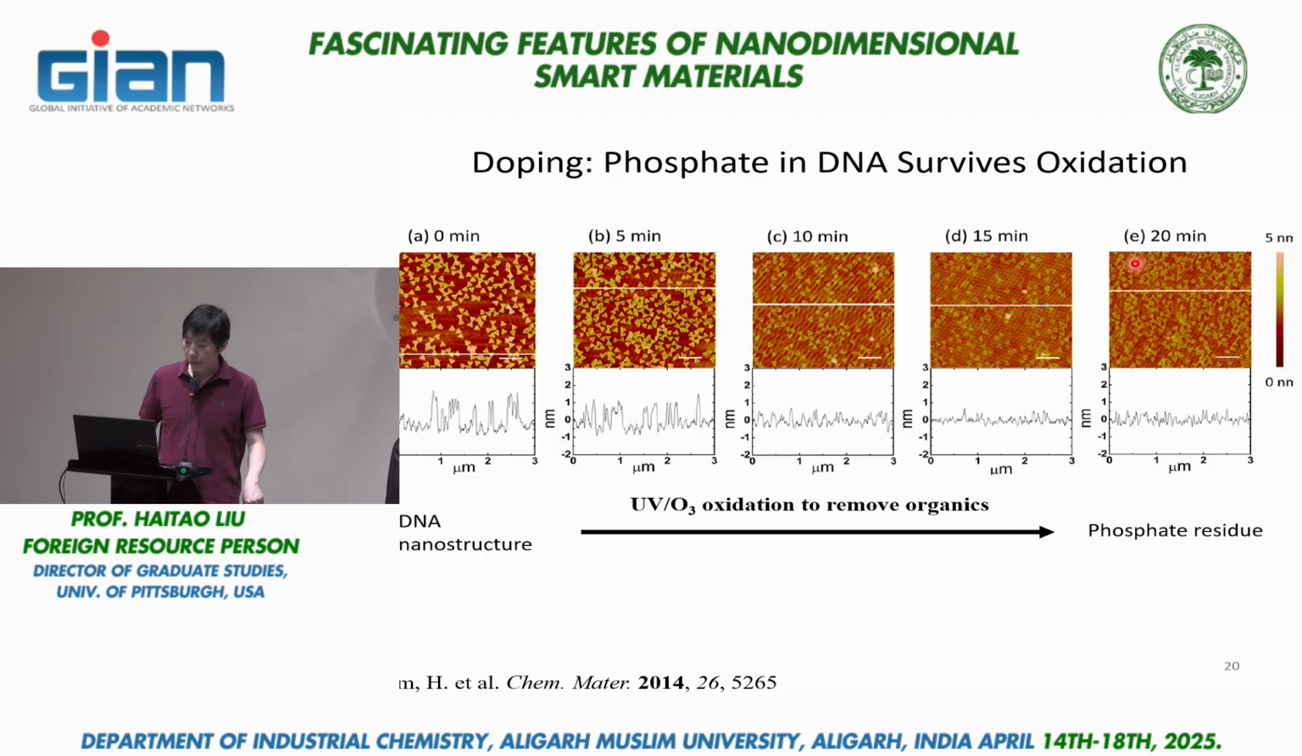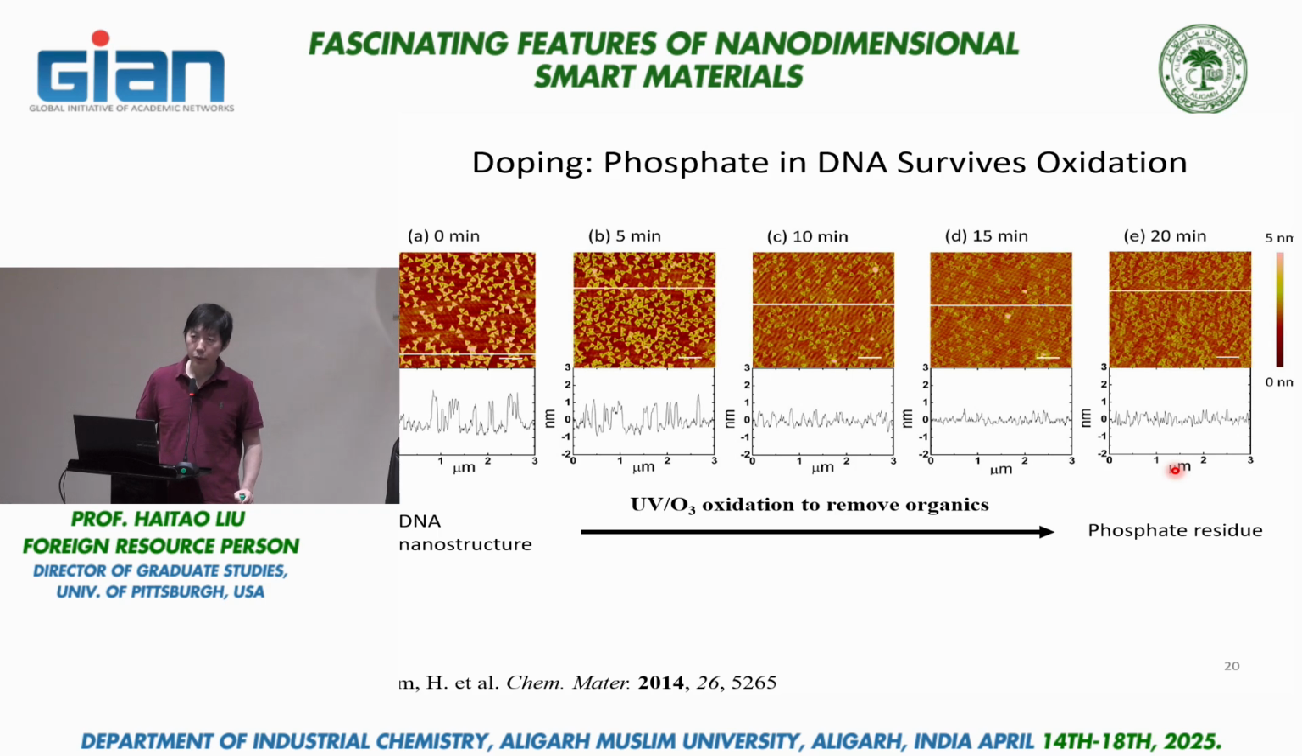However, if you look at the AFM image after 20 minutes of exposure to UV ozone, you find the surface is still full of those triangle features. Okay. Now, we know that the 20 minutes exposure actually got rid of all the organics. And the triangle shape, if you look at the cross-section, actually has a much reduced height. So we are indeed removing the organics. What is left is the inorganic material. And what is amazing is that those inorganic residues maintained the overall shape of the DNA structure.